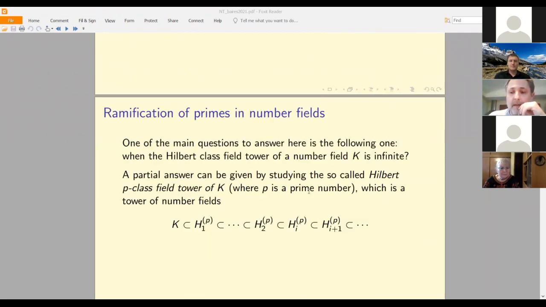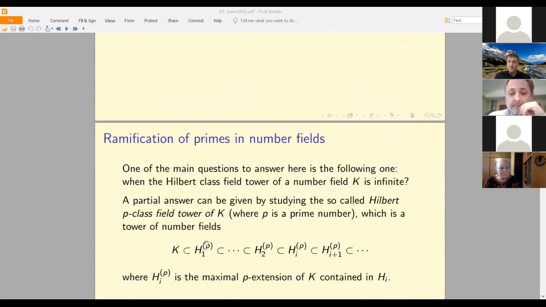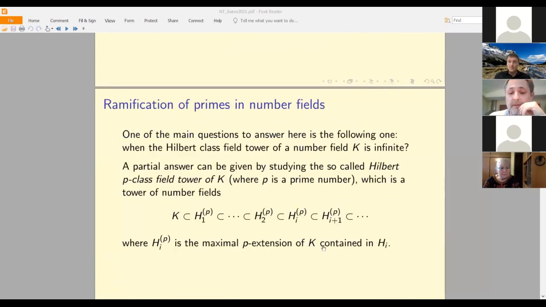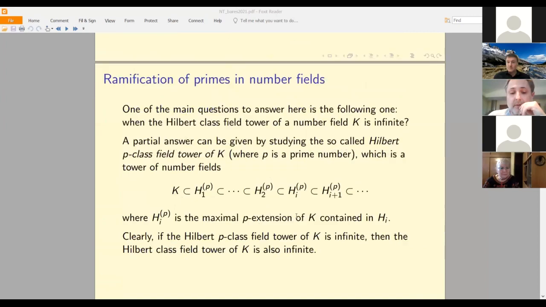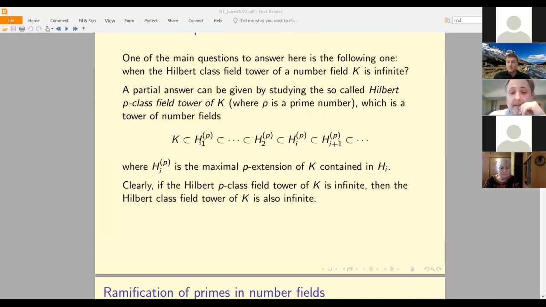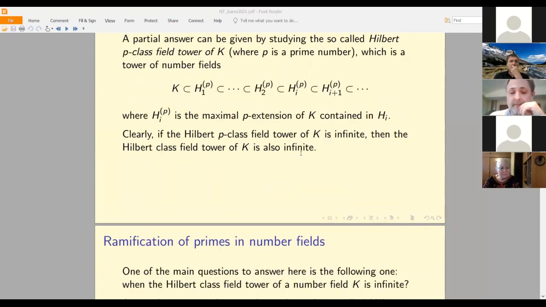An answer can be given by considering a subtower of this Hilbert class field tower, which is defined in this way. You take the maximal P-extension of K contained in each Hi. So you get, again, a tower, and for this tower now you can say something about when it's infinite. So the question is: if this P-class field tower is infinite, then the Hilbert class field tower is infinite.